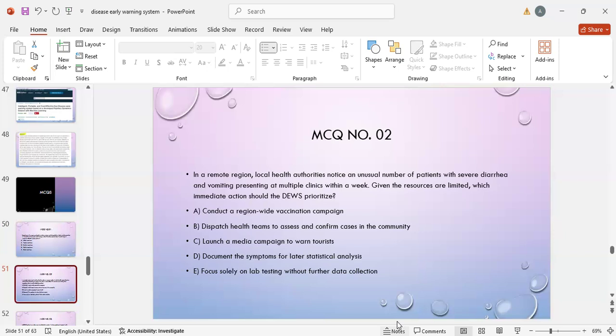The answer is option B, dispatch health team to assess and confirm the cases in the community.